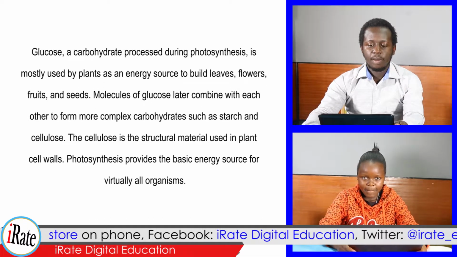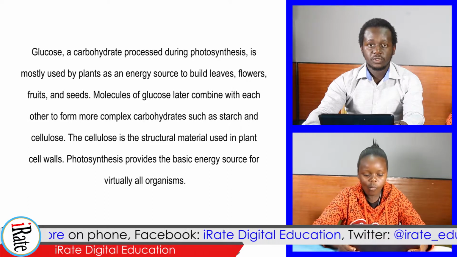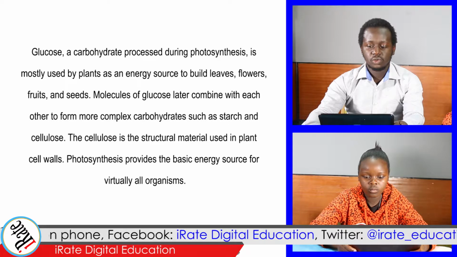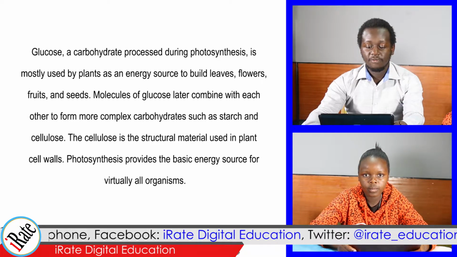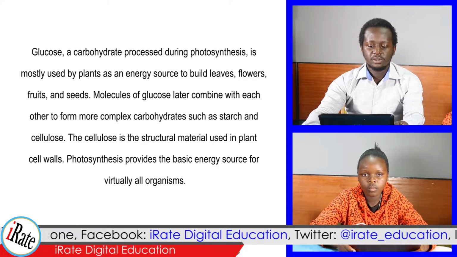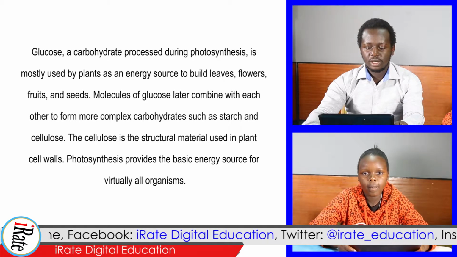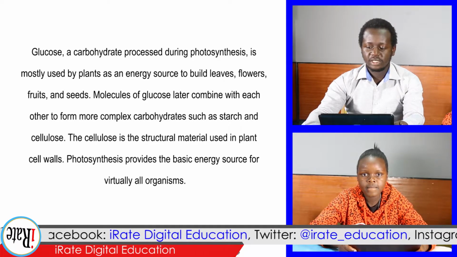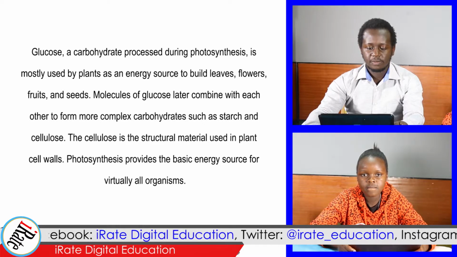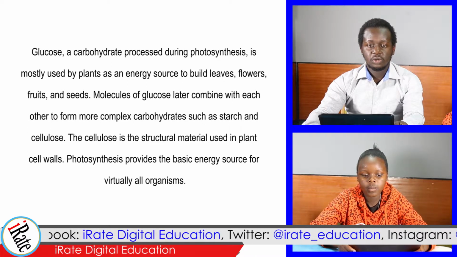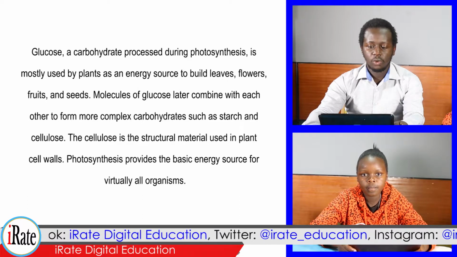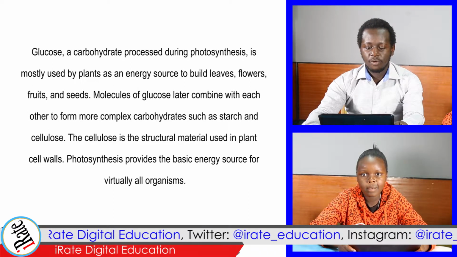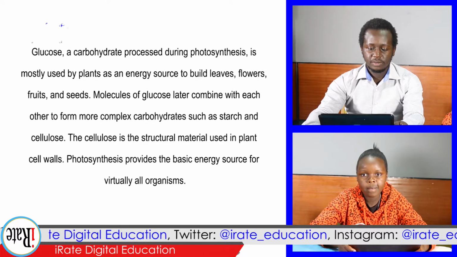Glucose, a carbohydrate produced during photosynthesis, is mostly used by plants as an energy source to build leaves, flowers, fruits, and seeds. Molecules of glucose later combine with each other to form more complex carbohydrates such as starch and cellulose. Cellulose is the structural material used in plant cell walls. Photosynthesis provides the basic energy source for virtually all organisms.